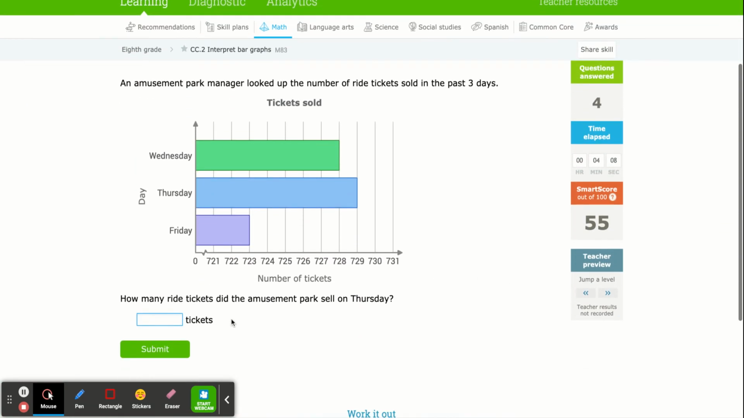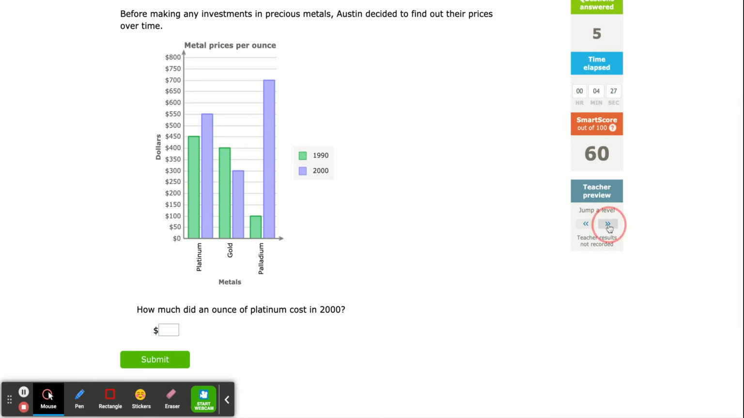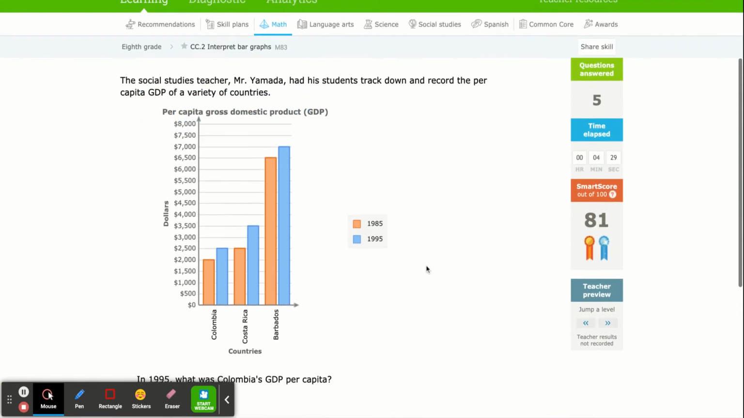Here it says, how many ride tickets did the amusement park sell on Thursday? Well, that's easier. Tickets sold. As I look at this, tickets sold day, Thursday, come out here Thursday, they sold 729 tickets. 729 tickets. So it wasn't any more difficult once I even jumped up a level. Let's jump up another level.